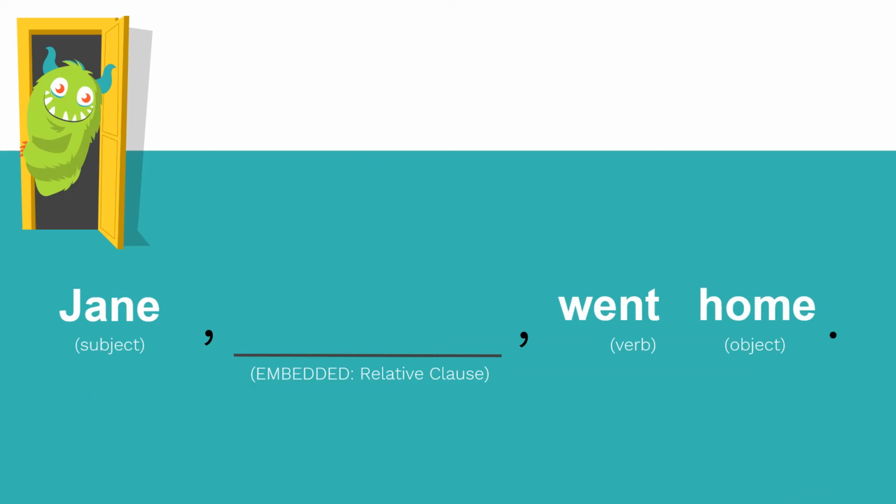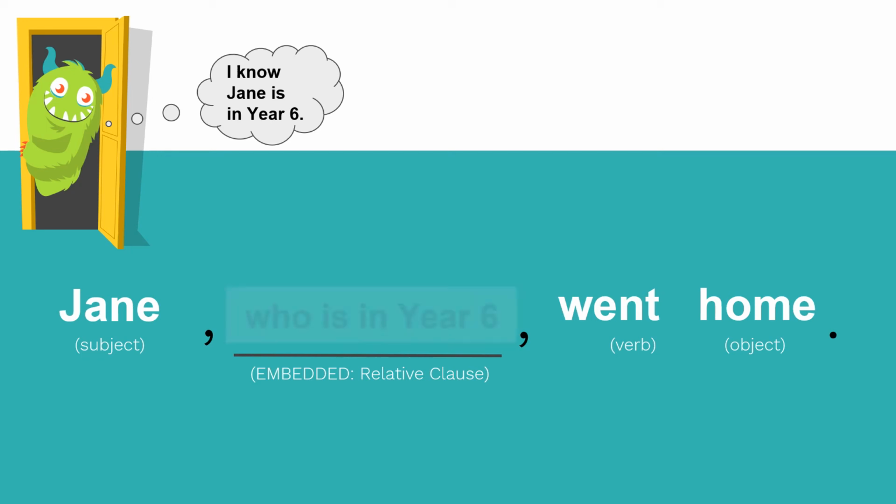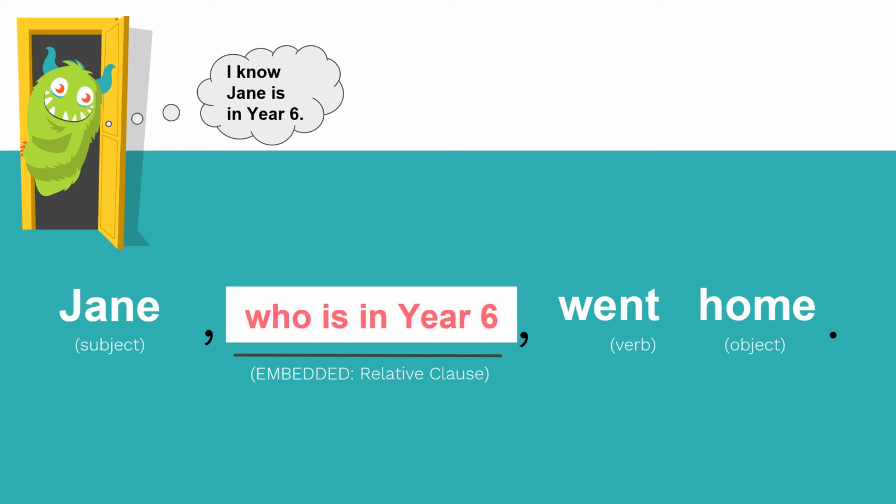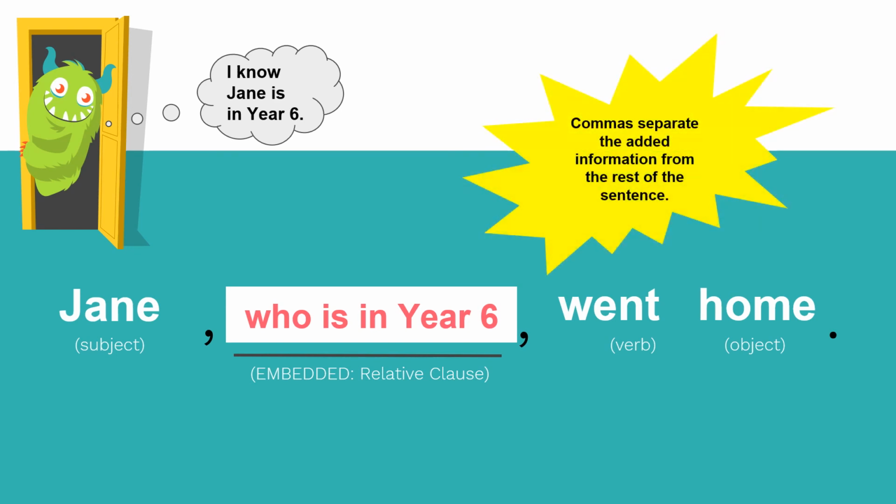Let's use that extra information. I know Jane is in year 6. Jane, comma, who is in year 6, comma, went home, full stop. Commas separate the added information from the rest of the sentence.